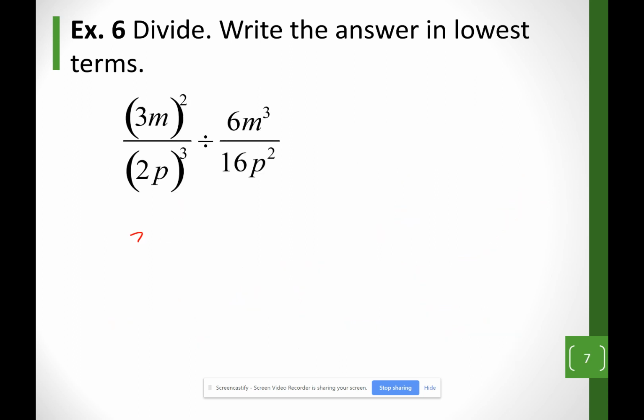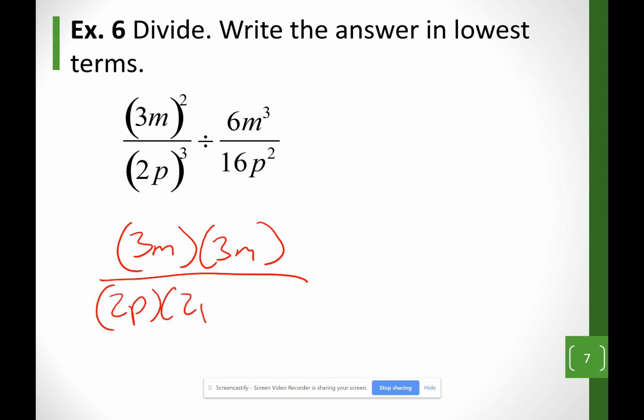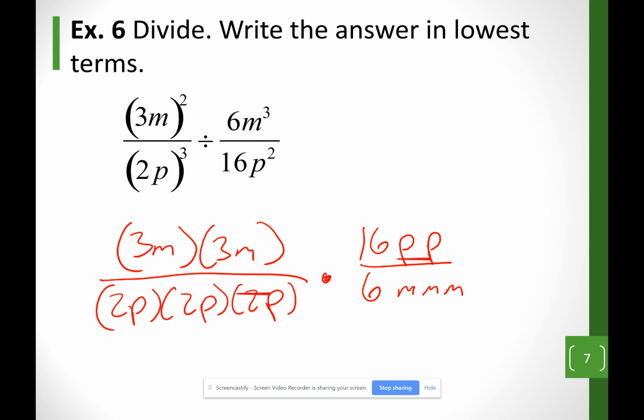Here, let me rewrite this as 3m times 3m over 2p times 2p times 2p. This is going to be times 16 times p over 6 times m times m times m. Now my 16, I can easily split that as 2 times 8, right? I can easily do that. My 6, I can do that as 2 times 3. All right. Let's take a look at common factors. I can cancel out these 2's. I can cancel out these 3's.